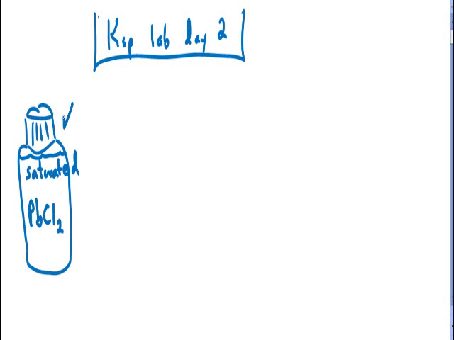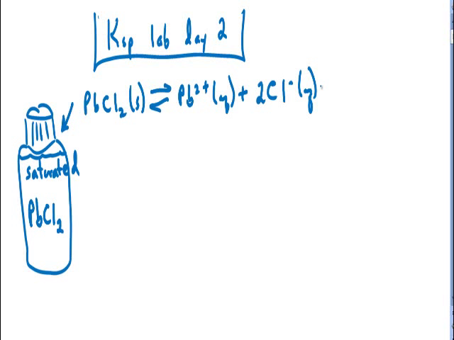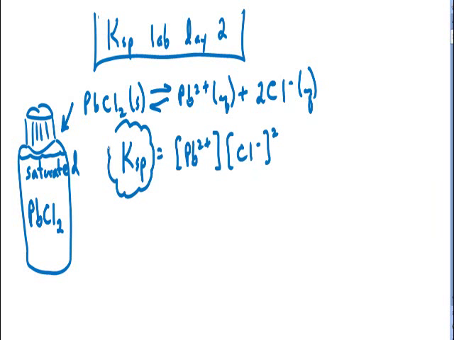Given that the solution we use is a saturated solution of lead chloride, an equilibrium exists in the solution between the PbCl2 solid and its aqueous ions, lead ions and chloride ions. The KSP expression for this equilibrium would be the lead ion concentration times the chloride ion concentration squared. The goal in the lab is to find a numeric value for the KSP for this particular equilibrium.